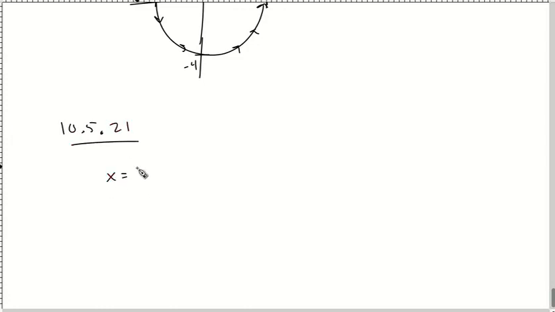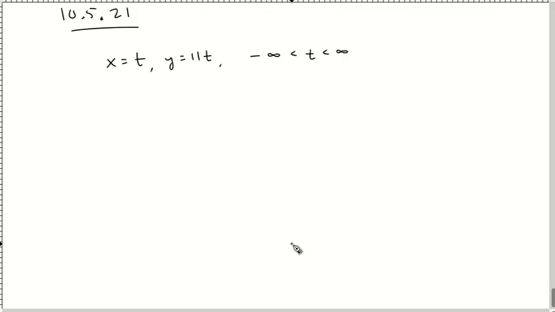I've got x is equal to t, and then y is equal to 11t, and they say go from negative infinity to positive infinity. Find the rectangular equation. Eliminate the parameter. They're basically saying get rid of t and go back to rectangular format. Now this is kind of rectangular in a way still, so I don't want to go too far down that road.